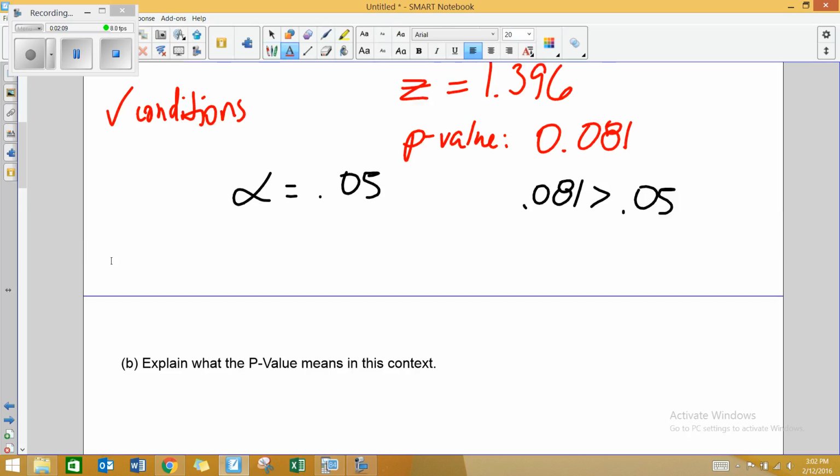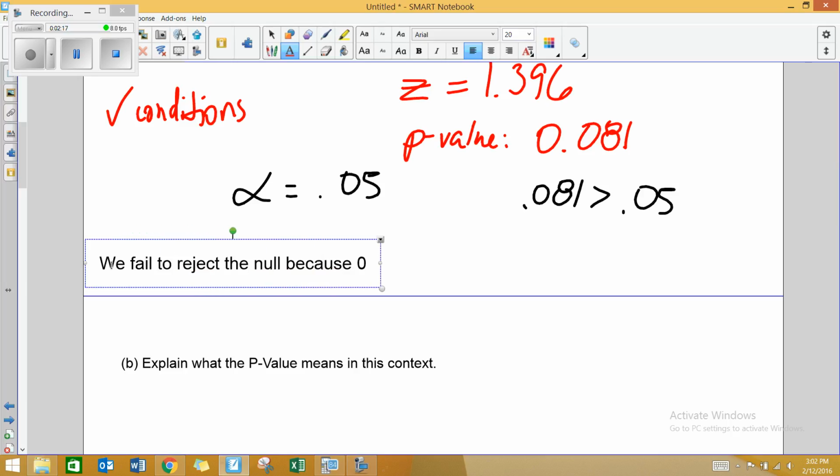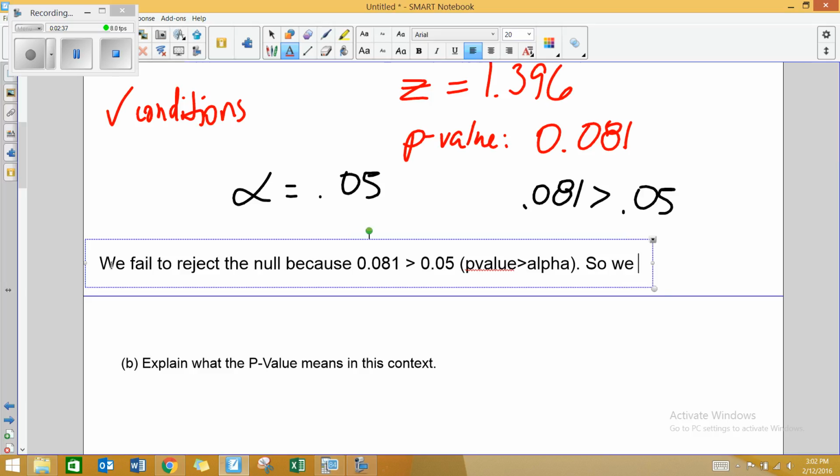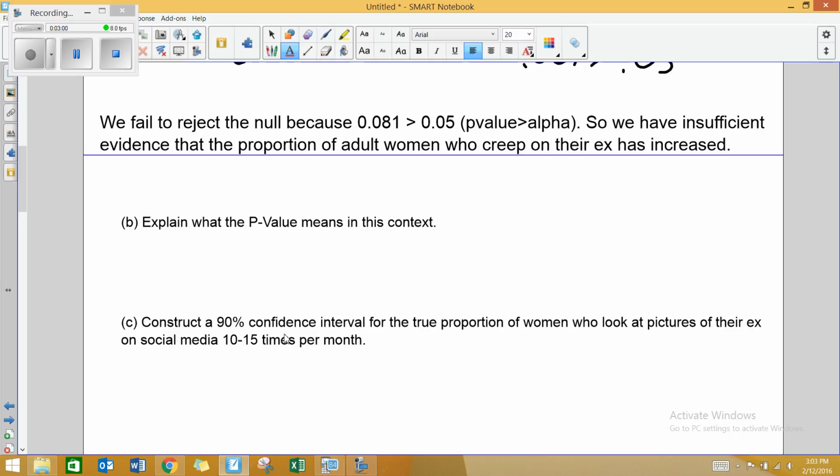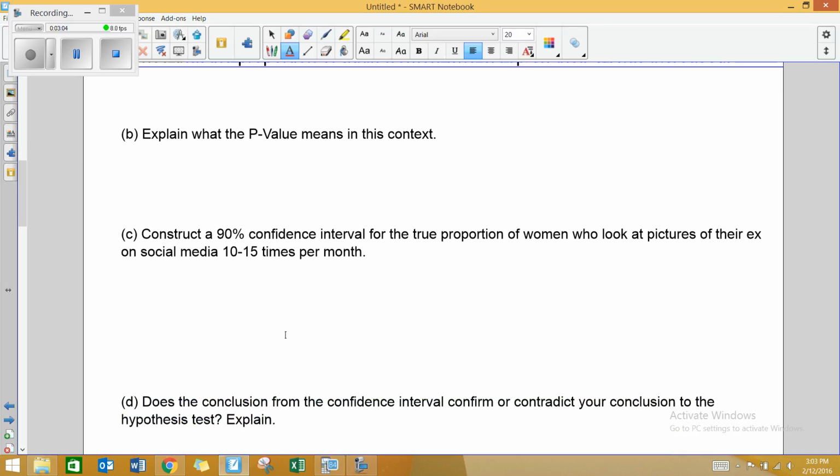Okay, so concluding, we fail to reject the null because 0.081 is greater than 0.05. P-value greater than alpha. Okay, so this means we have insufficient evidence. So we have not found anything unusual enough to prove the alternative. So we have insufficient evidence that the proportion of adult women who creep on their X has increased. Okay, paraphrasing here, of course, that's not what the actual problem said, but I don't want to type out the whole context. All right, so explain what the p-value means in context.